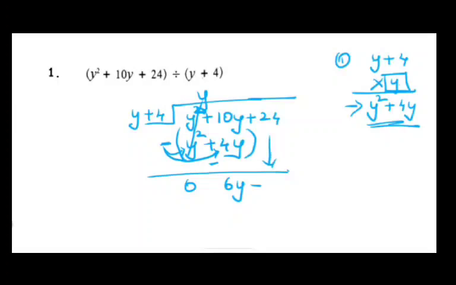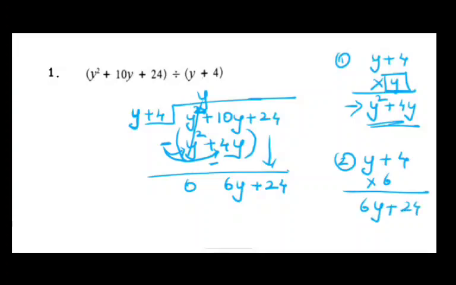Bring down the next one, which is a plus 24. So, y plus 4 into 6 and not 6y, children, because I don't want a y square. I just want a y and I have a y in my divisor. So, 6 into y makes it 6y plus 6 into 4 makes it 24. So, this is what I add. So, it's a plus 6. This is for my working, which is 6y plus 24.